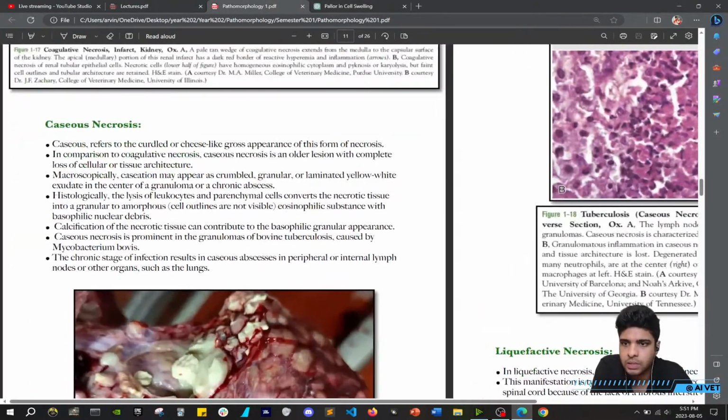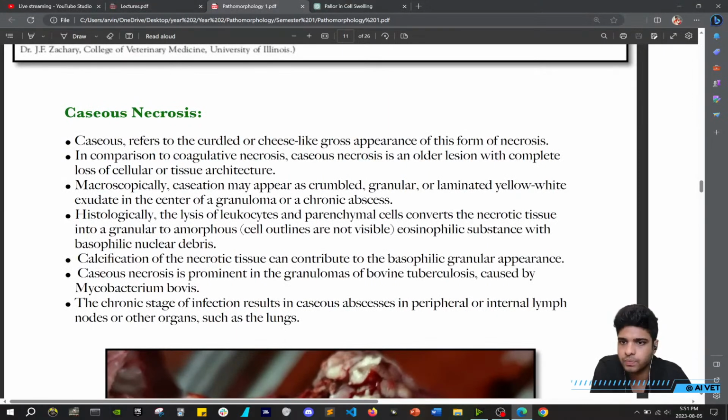So, caseous necrosis. Caseous necrosis refers to the curdled or cheese-like gross appearance of the necrosis. It completely loses its cellular structure or tissue architecture. It completely loses its shape, unlike the coagulative necrosis which we studied, where the shape is still remaining and you can see the outer skin in the light microscope.